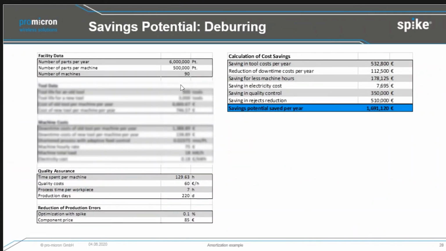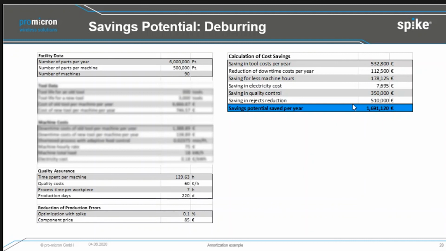Another example from a deburring operation. Again, you can see quite a high amount of parts which are manufactured, also many machines that are producing these parts. And again, it's the quality costs that led this customer to struggle with this process, because he had high quality costs and also much time spent on quality checks. So we went into the amortization, looked at the potential, and we came up with a saving potential of nearly 1.7 million euro every year.